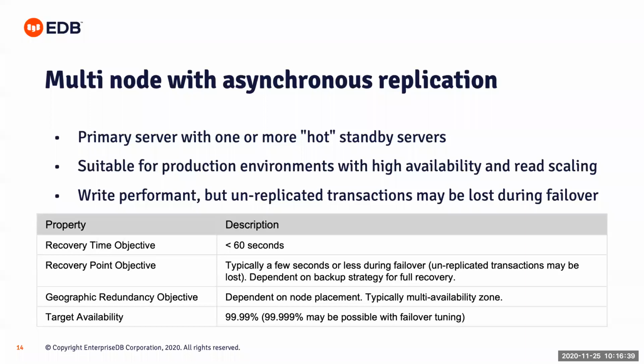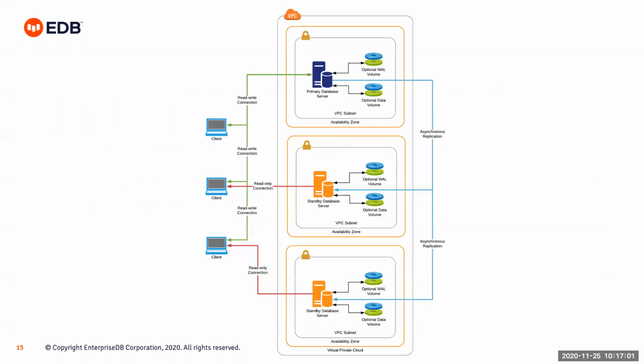Target availability, 4 nines is guaranteed in using our tools. 5 nines is possible if you tune the failover. Again, you run the risk of creating work for yourself by doing this, but if you need 5 nines, then it is possible to do. And it looks something like this.